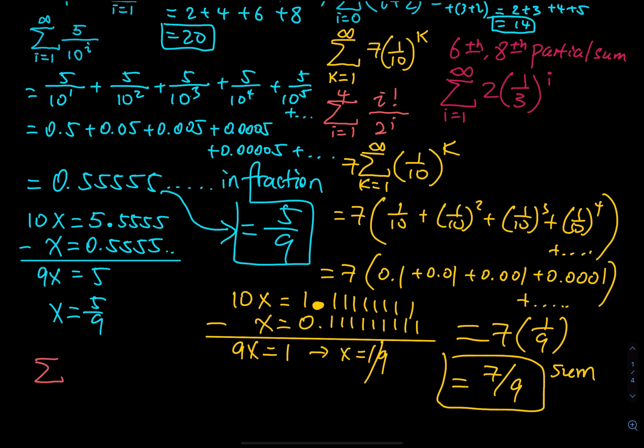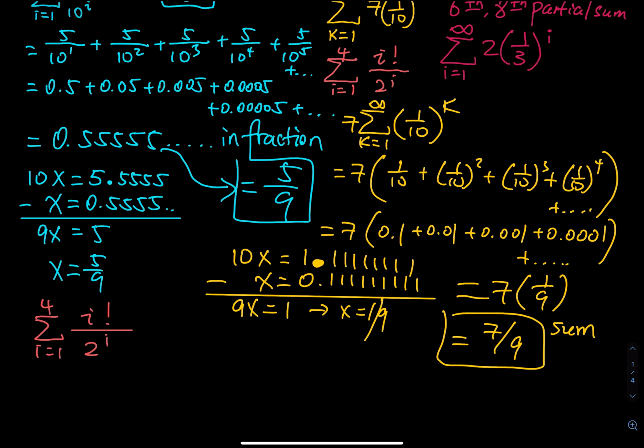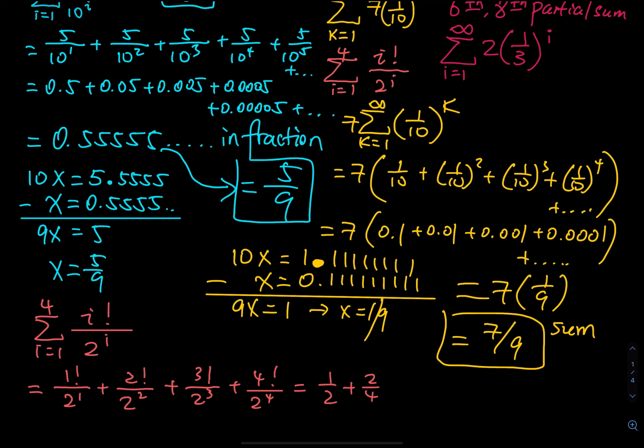The next one is the sum from i equals 1 to 4 of i factorial divided by 2 to the i power. So this one, i equals 1: 1 factorial, 2 to the first; i equals 2: 2 factorial, 2 to the second; then 3 factorial, 2 to the third; and then 4 factorial, 2 to the fourth. All right, so 1/2 plus 2 over 4 plus 6 over 8 plus 24 over 16. That one, common denominator, you work on that: 29 divided by 12.